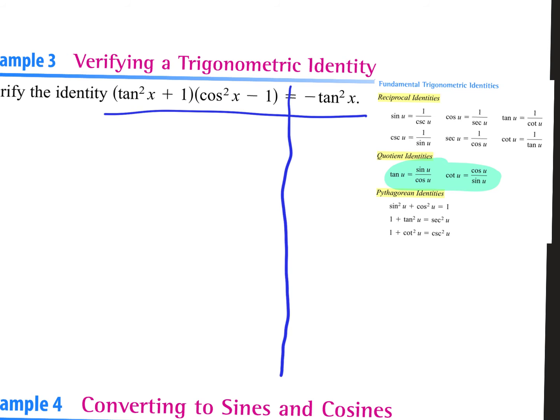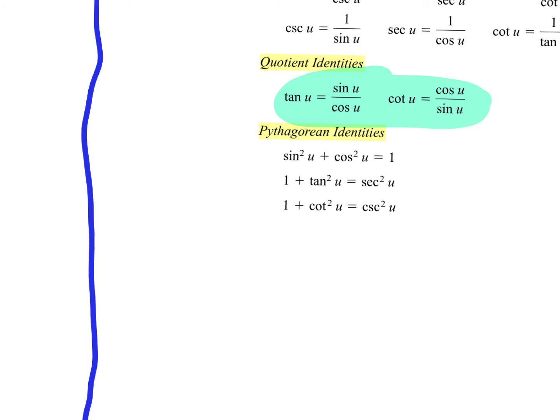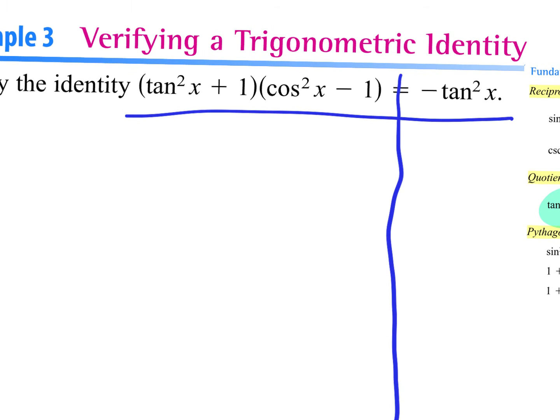It's got squared and what else? It's got a plus or minus 1. So where should your brain look? At your Pythagorean what? Identity. So tangent squared plus 1. Look at your Pythagorean identities. Is there a Pythagorean identity that has a tangent squared and a positive 1? What does it equal? Secant squared. So I'm going to just replace this parenthesis with secant squared of x.